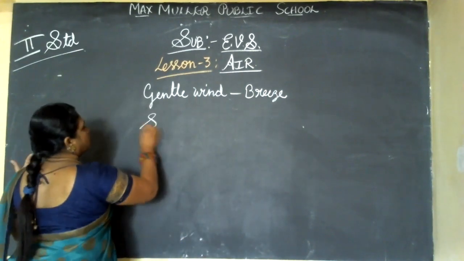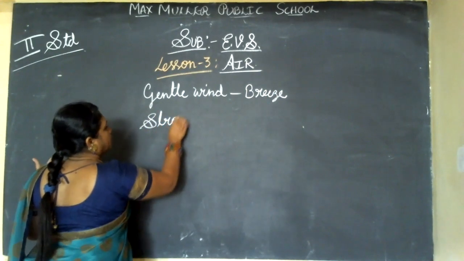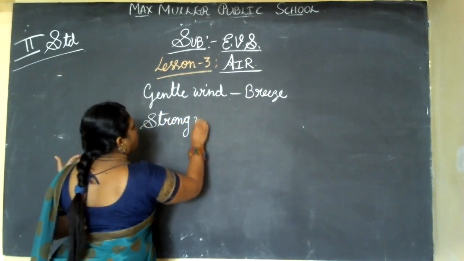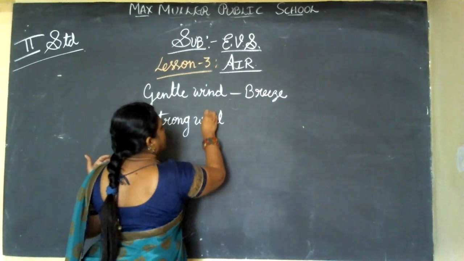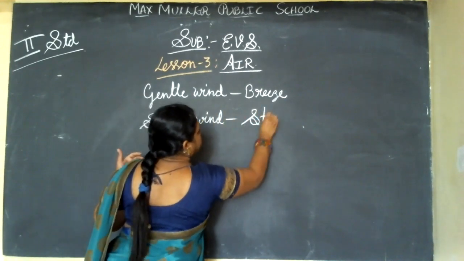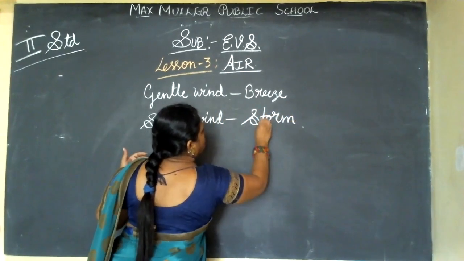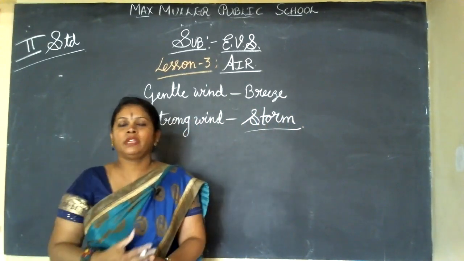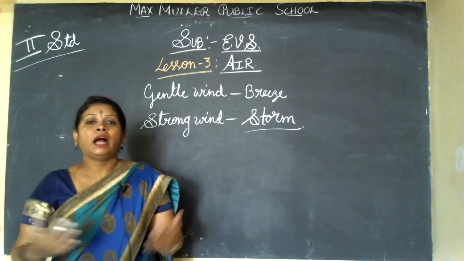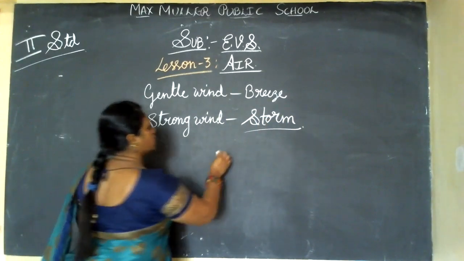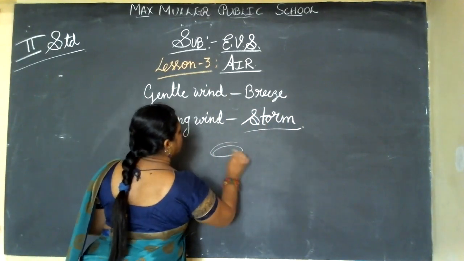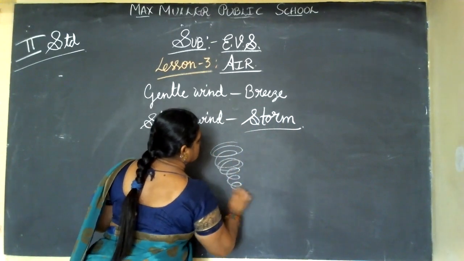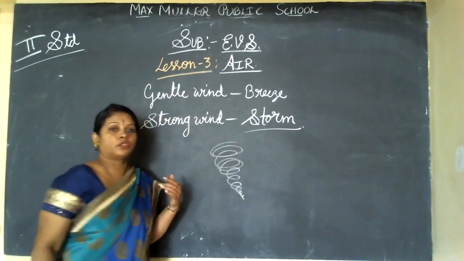In the same way, strong wind is called storm. Strong wind means it will blow severely. And usually, storm means, you can make out like this. So, this is how a storm is.